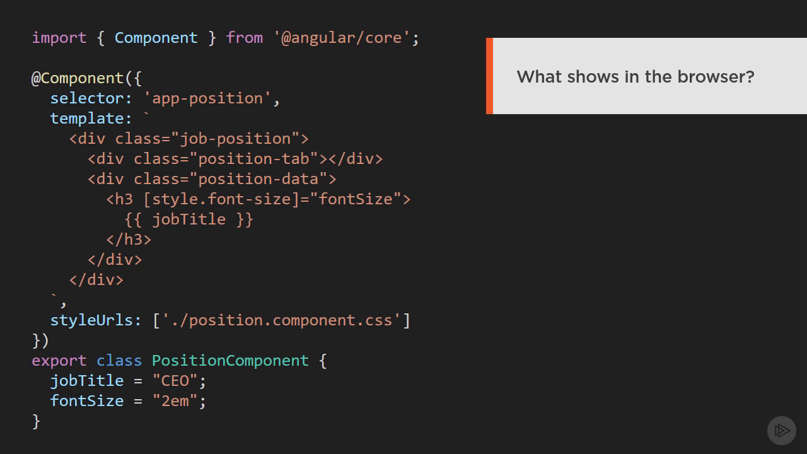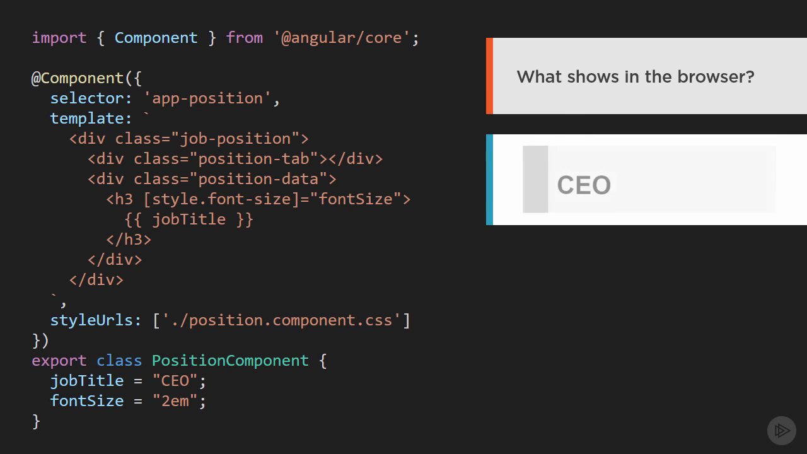What shows in the browser? Well, we get the extra large CEO. Even though we're not specifying the unit in our binding, the variable font size does specify a unit, 2 ems, which means 2 times the size of an M character. So the font is shown twice as big.